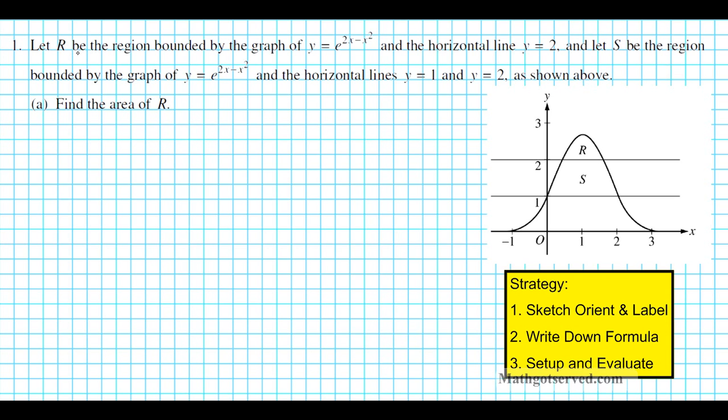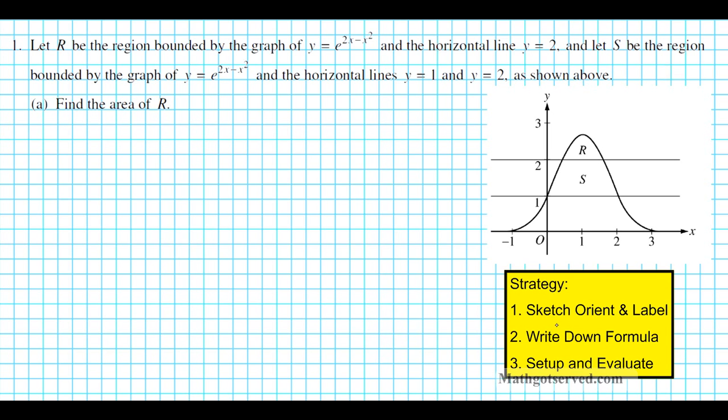It reads, let R be the region bounded by the graph of y equals e to the 2x minus x squared and the horizontal line y equals 2. And let S be the region bounded by the graph of y equals e to the 2x minus x squared and the horizontal lines y equals 1 and y equals 2 as shown right here. Part A is find the area of R.